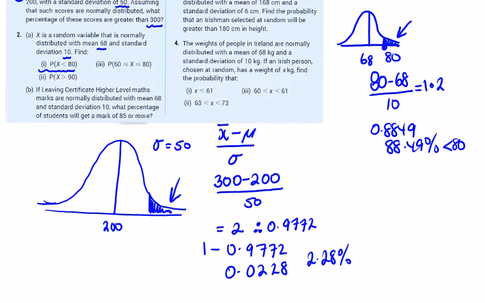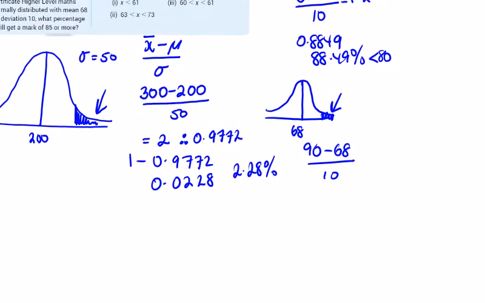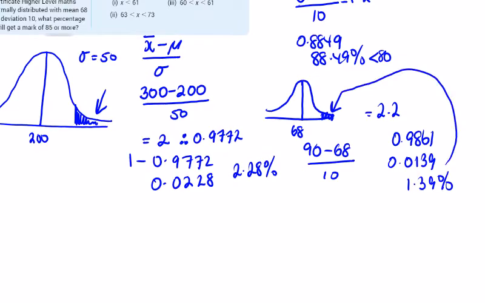Now we're looking at greater than 90. So another little sketch, greater than 90. It's only a small amount, 68 in the middle. So 90, we're in here. So we're looking for a small bit. So we're testing 90 against 68, which is 22 over 10, which is equal to 2.2. And a z-score of 2.2 gives me 0.9861. So there's 0.0139, or 1.39%, in that tiny little bit in there.